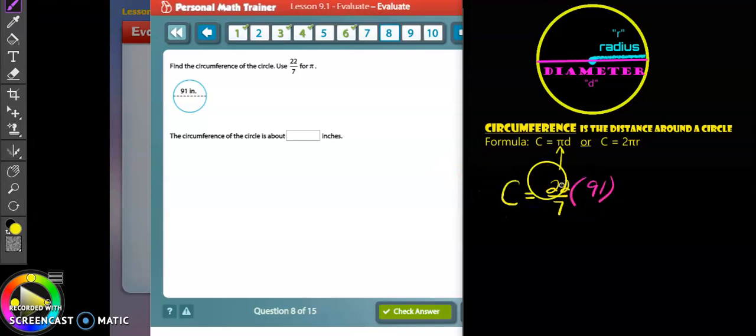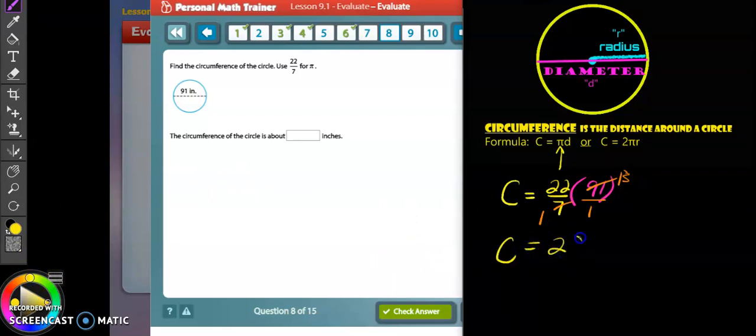And you could use a calculator for this if you really want to. You could also make this a fraction. You could cross simplify if you'd like here. Actually, this works out pretty nicely. 91 and 7 can actually be simplified. You can divide them both by 7. If you divide 7 by 7, it becomes a 1. 91 divided by 7 is actually 13. So that means you'd multiply 22 times 13, and it should give us what our circumference is.